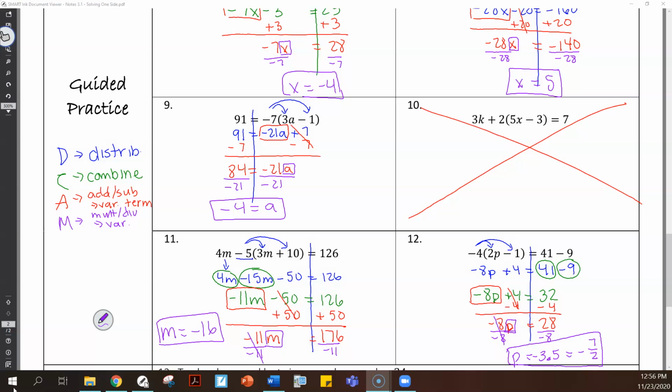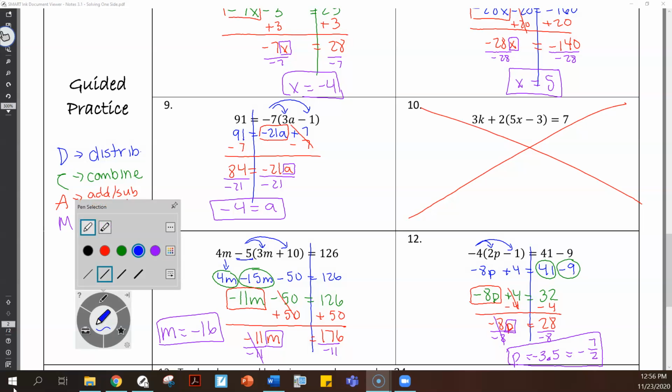All right, for 9, you should have gotten negative 4. For 11, you should have gotten negative 16. Remember that this is a negative 5 being distributed, so make sure you keep that in mind as you do your multiplication. And then for number 12, you should have gotten negative 3.5 or negative 7 halves.